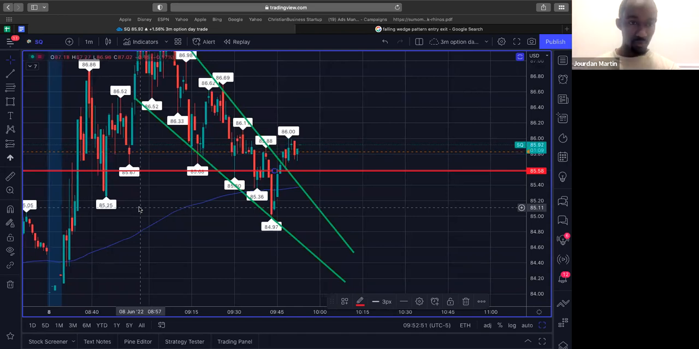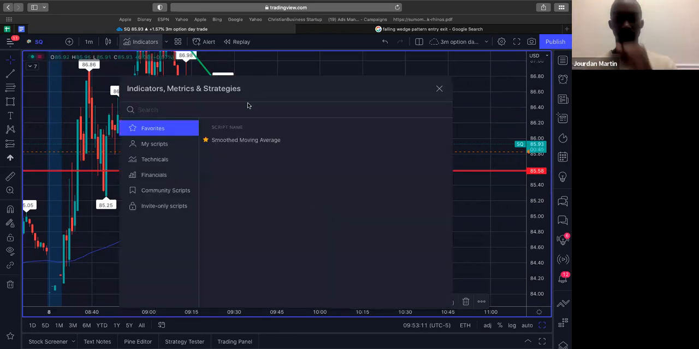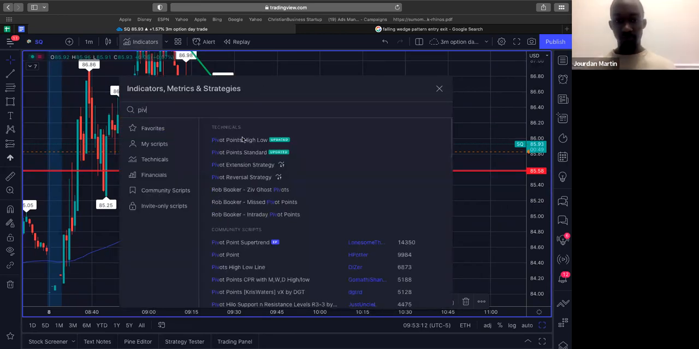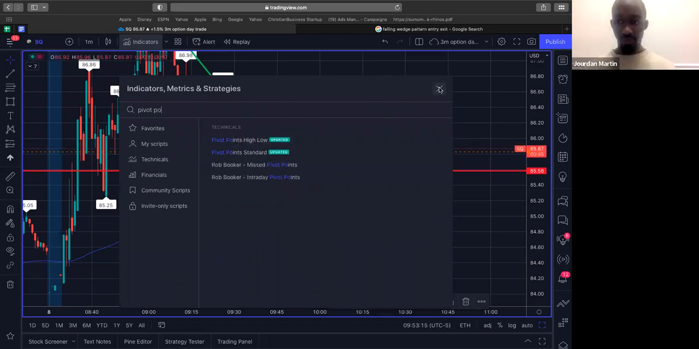TradingView will always automatically show those opening and closing prices in white. If you're talking about this, this is an indicator. This is a pivot points high-low indicator, and these are highs and lows. These are not opens and closes. So if you go to indicators, pivot points high-low, that's what I have right there.